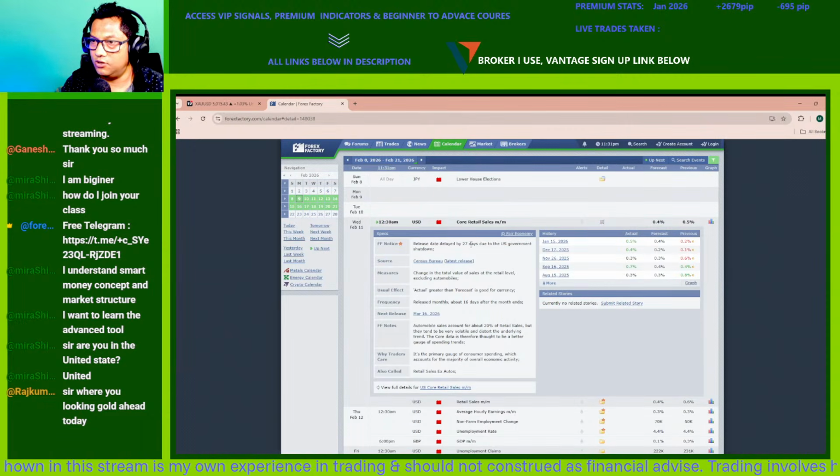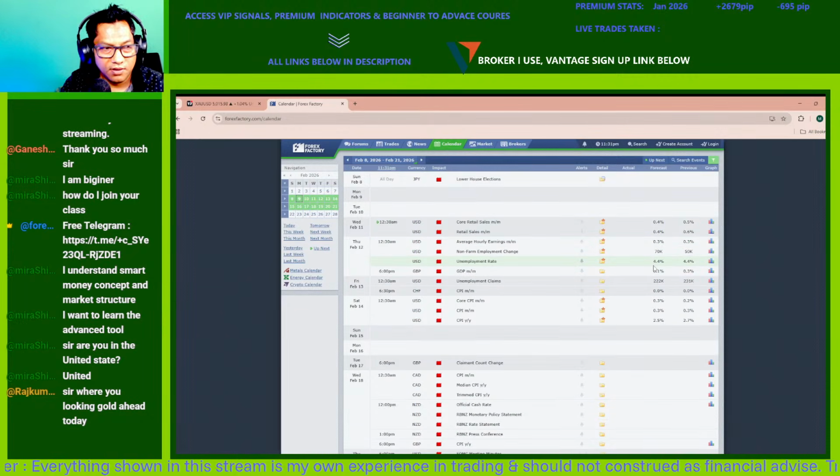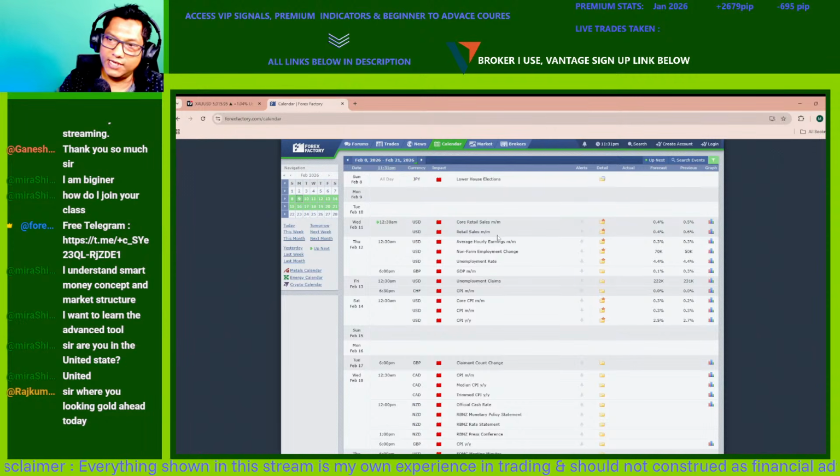Release date delayed by 27 days due to the US shutdown. So there is a shutdown delay that might even delay again. We don't know, but what happened is the market actually moved during that time. If you look at the NFP on Friday, it didn't release, but the market moved. So we might see the same kind of movement, even if the data is not coming.